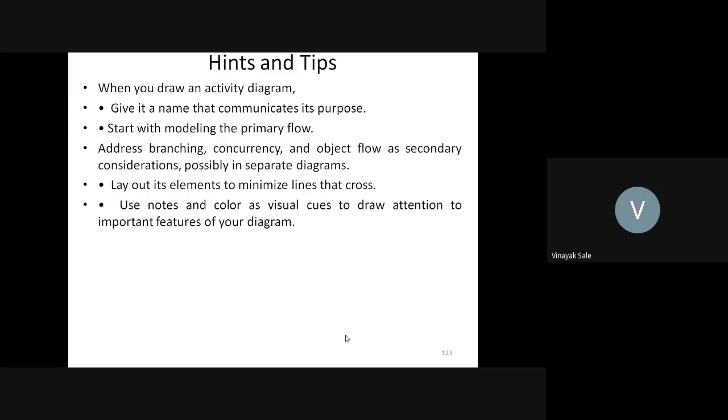When you draw an activity diagram, give it a name that communicates its purpose. Start with modeling the primary flow. Address branching, concurrency, and flow of control or object flow as secondary considerations, possibly in separate diagrams. Lay out its elements to minimize lines that cross. Use notes and colors as visual cues to draw attention to important features of your diagram.